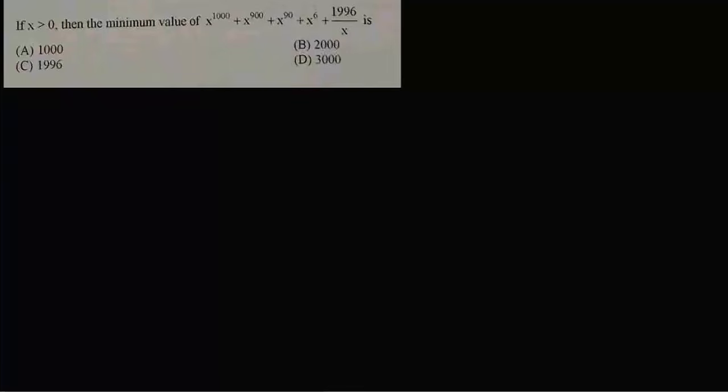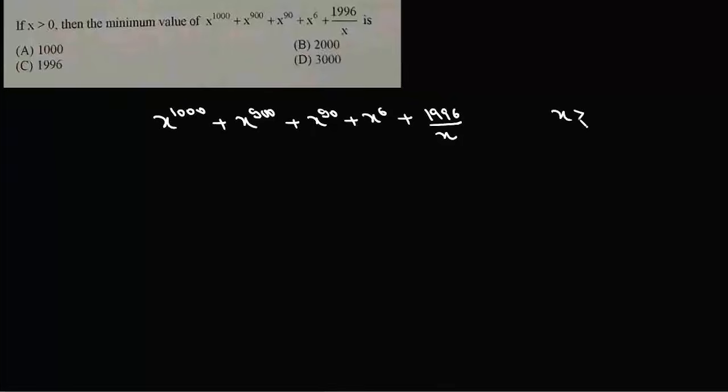Now the question is, if x is greater than 0, then the minimum value of x to the power 1000 plus x to the power 900 plus x to the power 90 plus x to the power 6 plus 1996 upon x is. Now we have the sum of positive numbers. If we add all these powers, it will be 1000 plus 900 plus 90 plus 6, so it will be 1996, and we have this 1996 here.